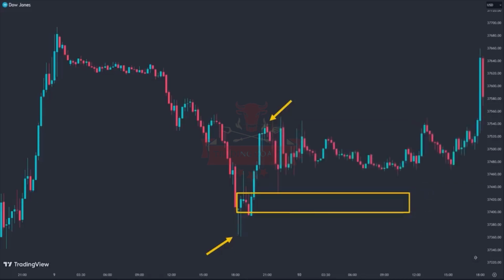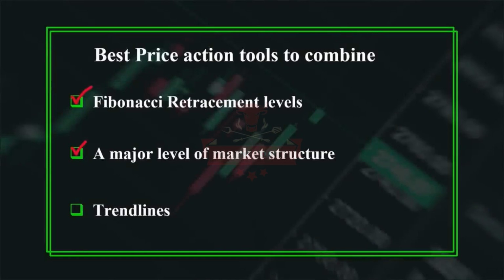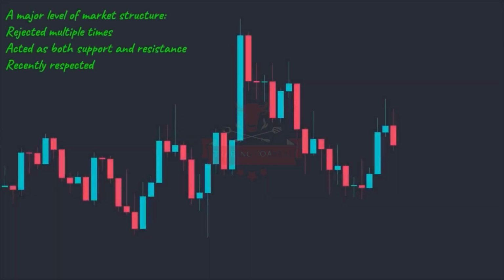Let's continue with the second price action tool, a major level of market structure. A major level of market structure refers to a level that has been rejected multiple times, acted as both support and resistance, and has recently been respected.